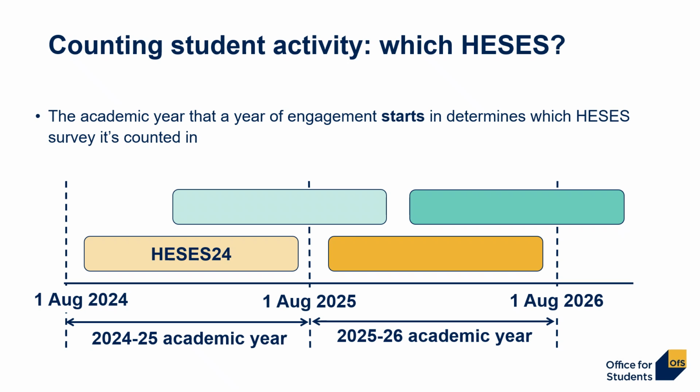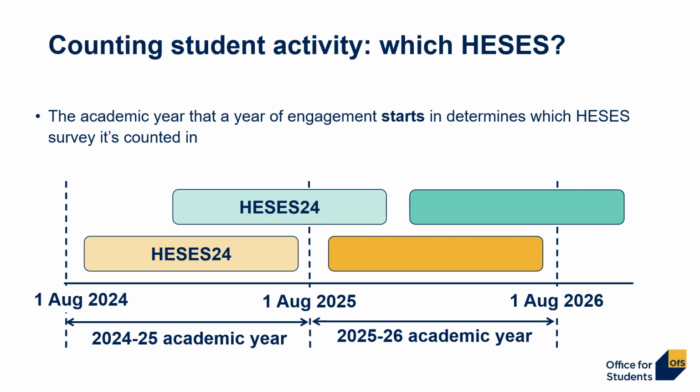The second student's first year of engagement also begins in the academic year 2024-25, so it too was recorded in HESIS 24, even though some of the activity for the student occurs in the 2025-26 academic year. It's not split in any way. All of the activity for it will have been recorded in HESIS 24.